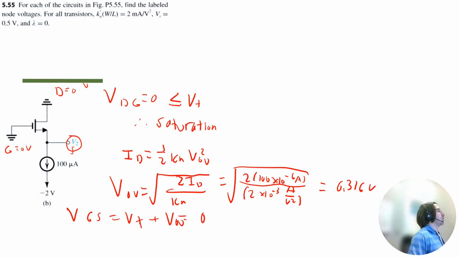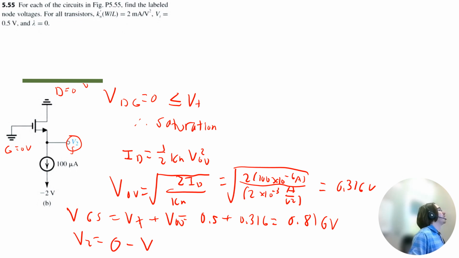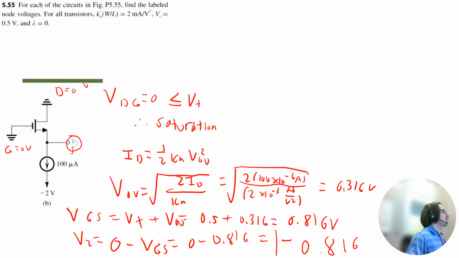Which means that the voltage from gate to source is equal to the threshold voltage plus the overdrive voltage. So that is equal to 0.5 plus 0.316, which is equal to 0.816 volts. Using that information, I can solve for V2, because V2 is equal to the voltage at the gate, which is 0, minus the voltage drop across the gate and source. So that's equal to 0 minus 0.816, which means that V2 is equal to negative 0.816. And that solves the circuit.